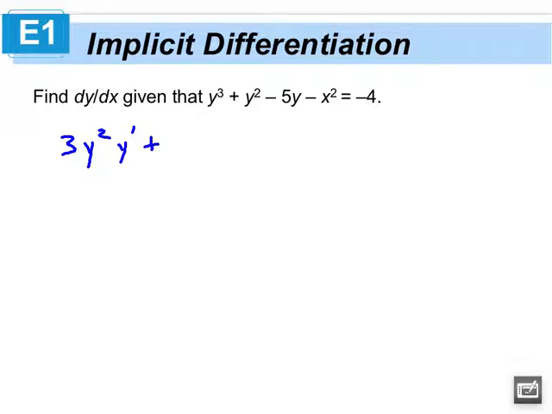Exactly. 2y, y prime. I took a derivative of something with a y, using our normal derivative tricks. Stick a y prime on the end. Minus 5, y prime, minus 2x. Okay. No y prime.